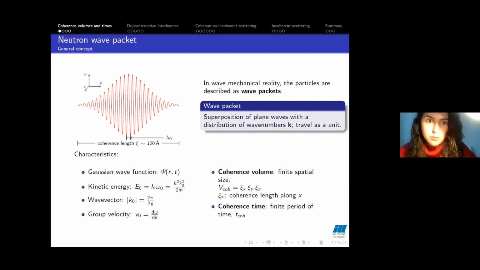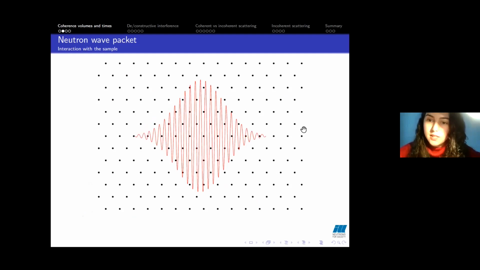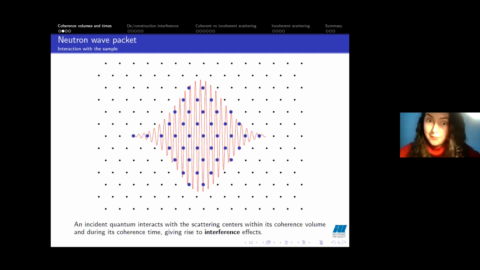Well, when we have an experiment, we have several scattering nuclei, and we have an incoming neutron wave packet. So this neutron wave packet interacts with the sample, and the signal that we get will be a result of the scattering of that neutron wave packet with the nuclei within its coherence volume during its coherence time, giving rise to interference effects. So we have to keep that in mind.